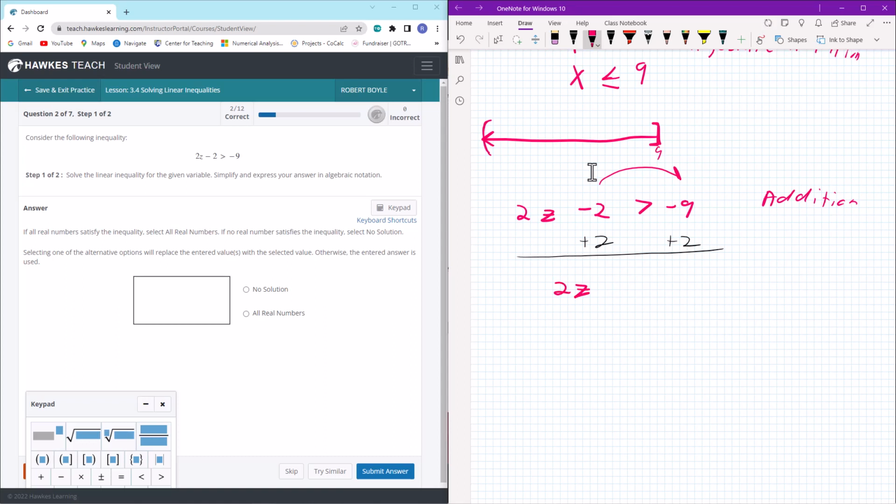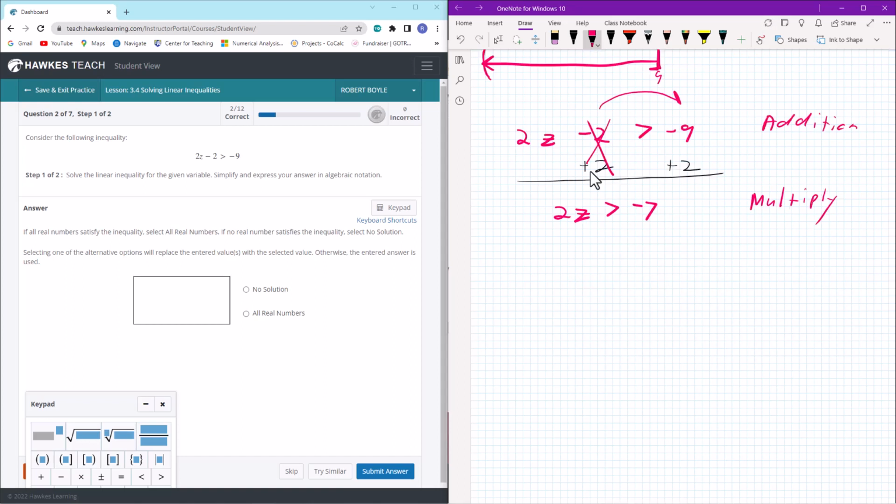Okay, these will cancel. And I will still have my inequality. -9 plus 2, that's just -7. Okay, and now we want to multiply, or specifically divide both sides by 2. So I'm going to divide this side by, not -2, +2, this side by 2, this side by 2. These will cancel. I have z is greater than -7 divided by 2.